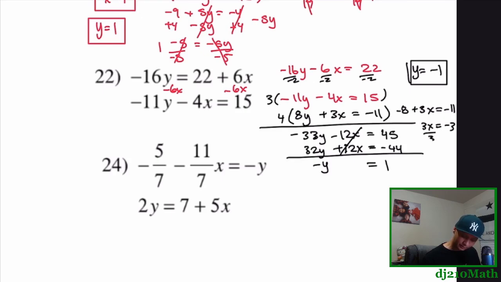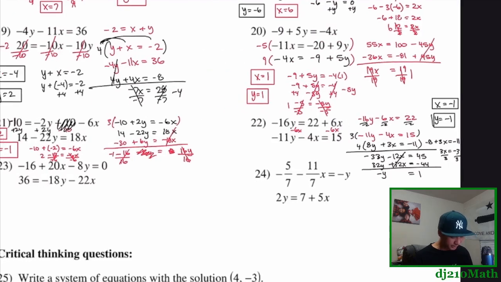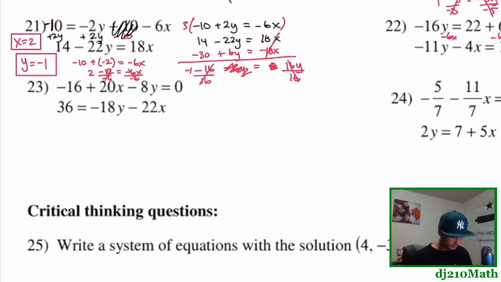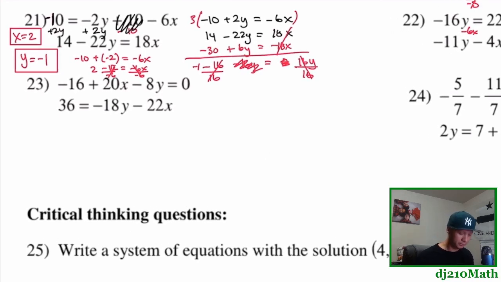And now divide by 3, divide by 3. X is equal to negative 1. X is equal to negative 1. That was a fun one. They almost got us. All right, we're getting down to the thick of it.